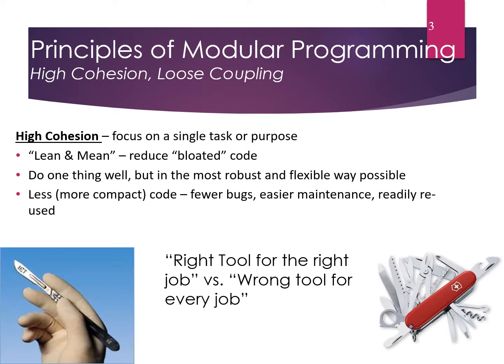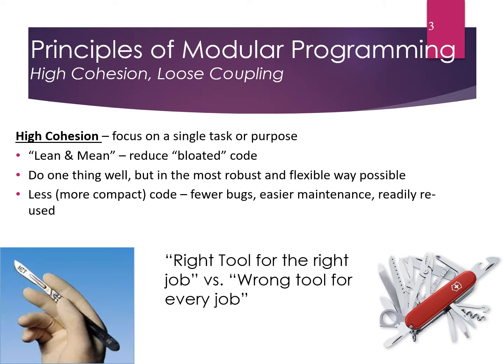Functions and subroutines will allow us to implement our coding in modules. Good modular programming involves principles of high cohesion and loose coupling. High cohesion means to focus on a single task or purpose. It is lean and mean and reduces bloated code. It focuses upon doing one thing well, but in the most robust and flexible way possible.